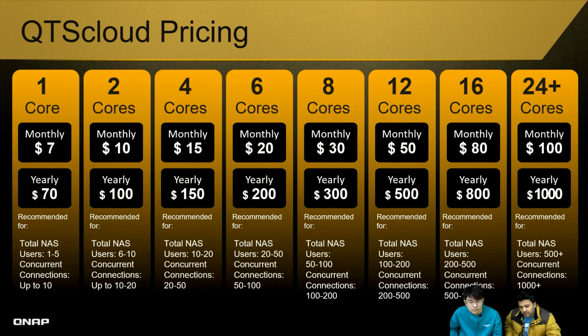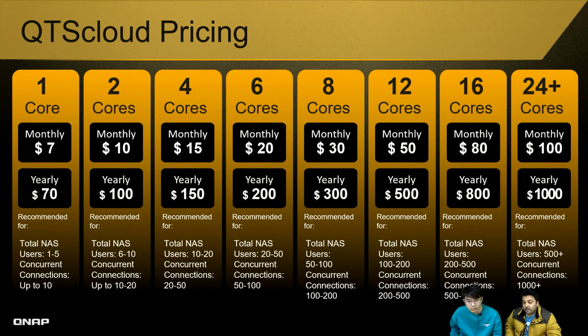We have given this recommendation because it totally depends on the hardware. No matter which core count you choose, the QTScloud features are the same. So there's no difference between any of these plans. The only difference is the pricing, based on the number of hardware cores you're using.